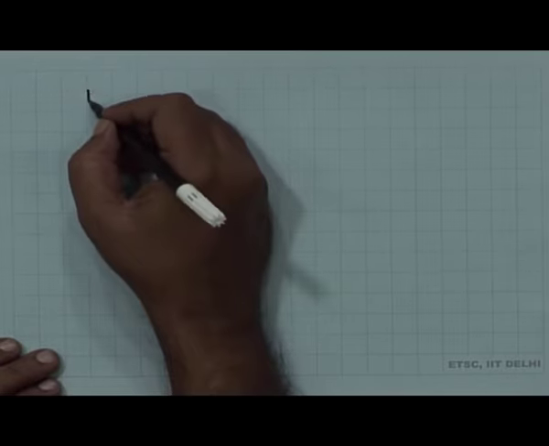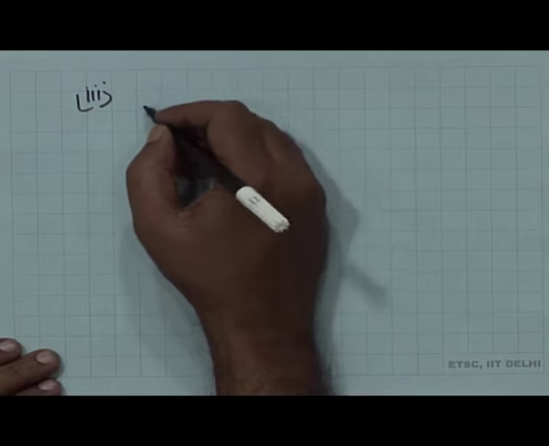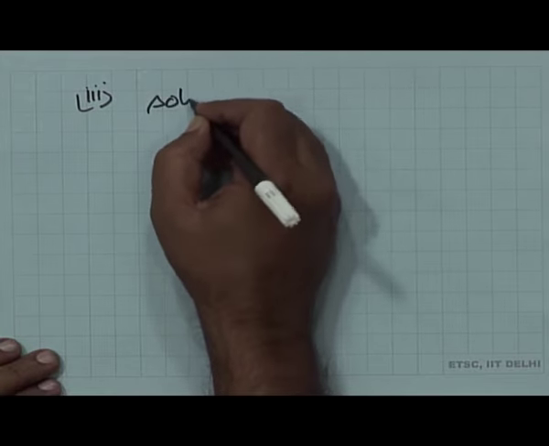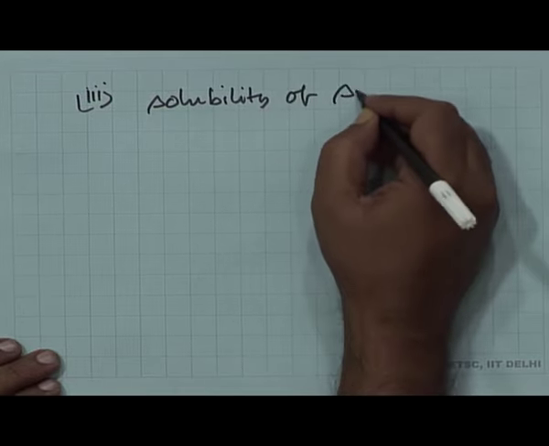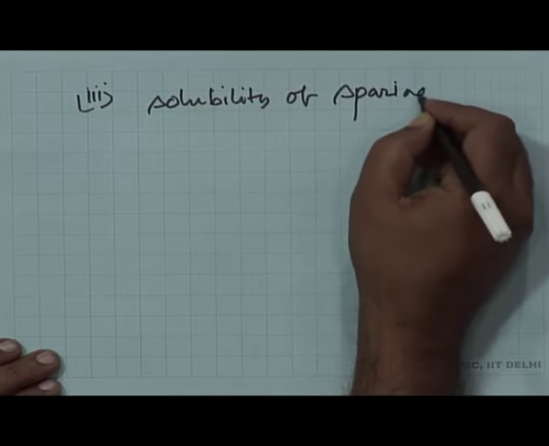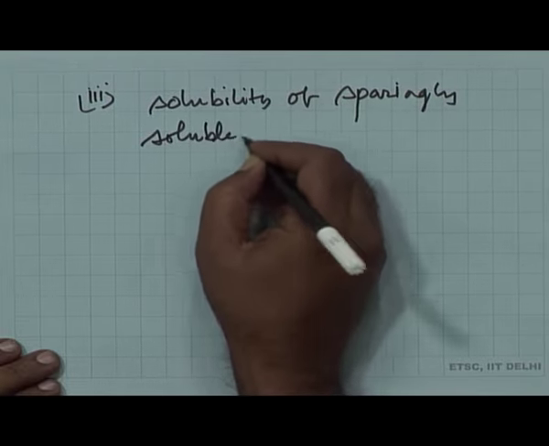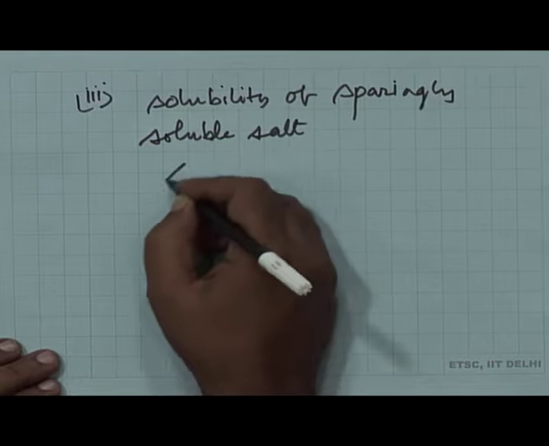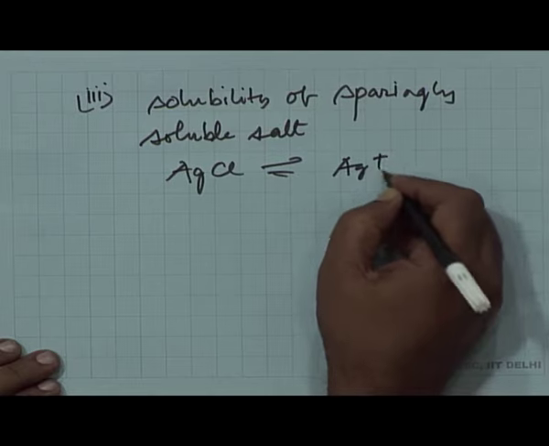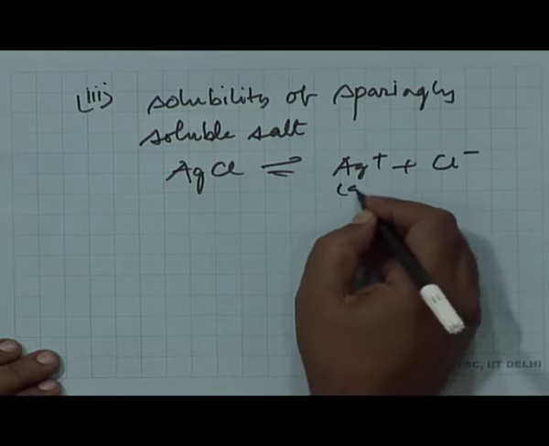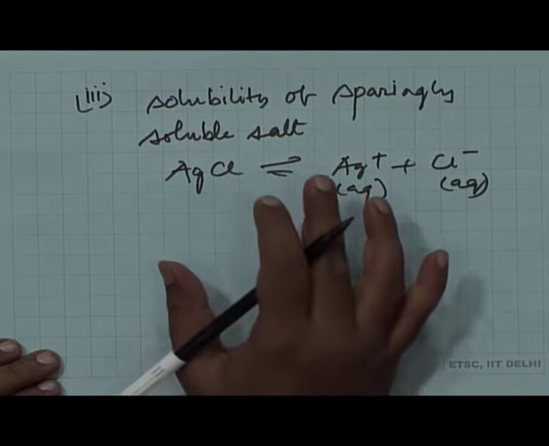The third example is solubility of a sparingly soluble salt, for example AgCl. AgCl will give you Ag plus and Cl minus, both in aqueous form. These three types of dissociation are reversible.